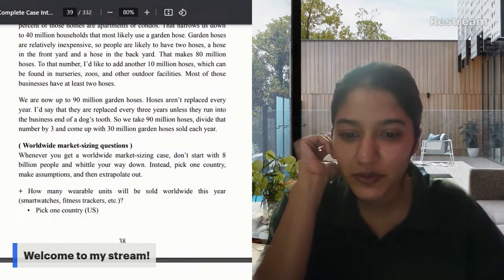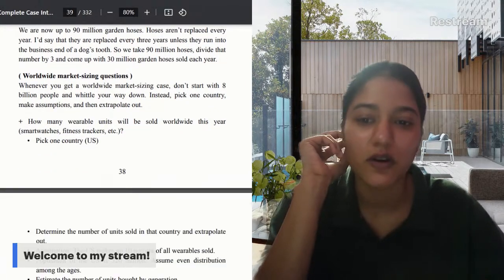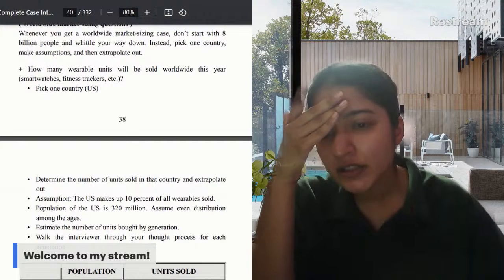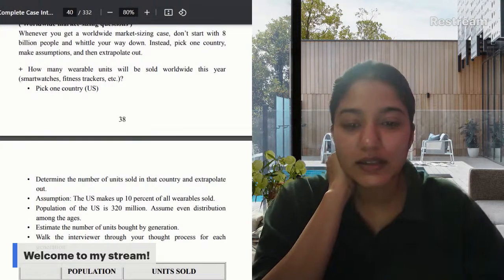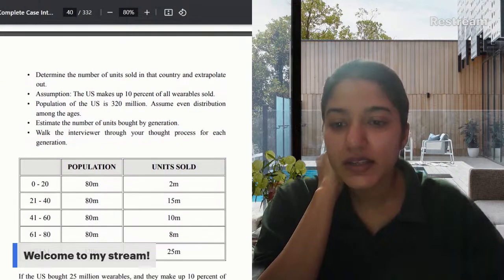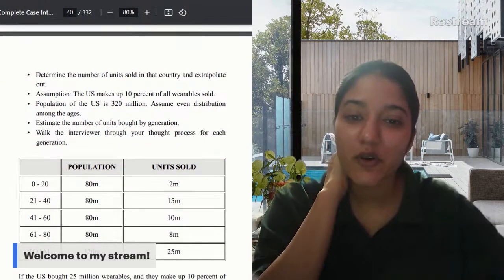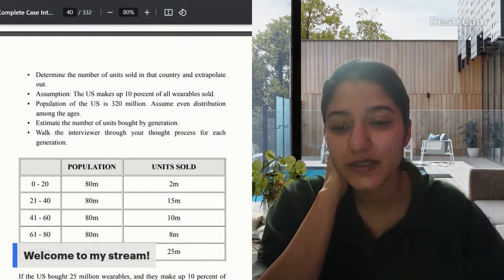So how many wearable units will be sold worldwide this year? Smartwatches or fitness trackers, etc. So pick one country, for example, the US. Determine the number of units sold in that country and extrapolate out. Assumption: the US makes up 10% of all wearables sold. Population of the US is 320 million.